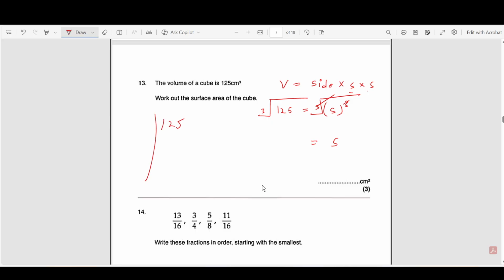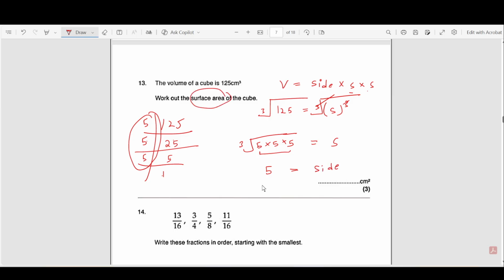Now 125. If you divide it by 5, you get 25, since 5 times 2 is 10, carry 2. Again we divide by 5, right? 5 times 5 is 25, and 5 times 1 is 5. So we get 5. We can write 125 as 5 times 5 times 5. Since this is a cube root, we make a group of 3 and take it out of the cube root as 5. So my side of the cube is 5.